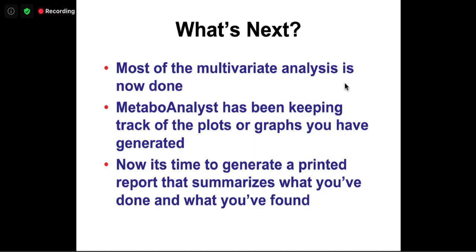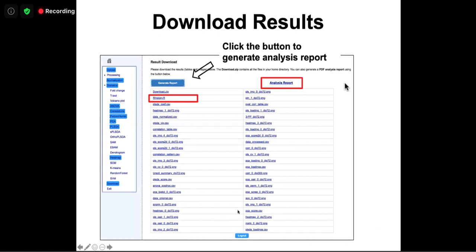So here we did the clustering, PCA, and PLS-DA in MetaboAnalyst, which keeps all the plots and graphs you have generated. You can generate a printed report that summarizes what you have done and what you have found. You can download the R history, so you can regenerate everything locally if you want. The R history also saves all the parameters. You can click generate report and get an analysis report with all your figures, saved as a PDF.